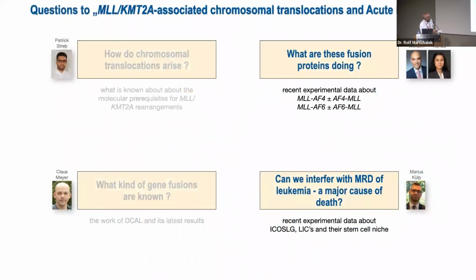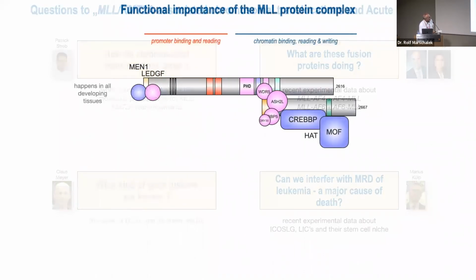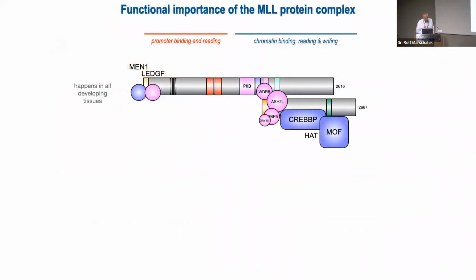And this brings me to the next point, namely to ask the question, what are these different fusion proteins really doing in our cells? And I will tell you a little bit about MLL-AF4 and AF4-MLL, as well as about t(6;11) fusion proteins. I will start with the MLL protein.